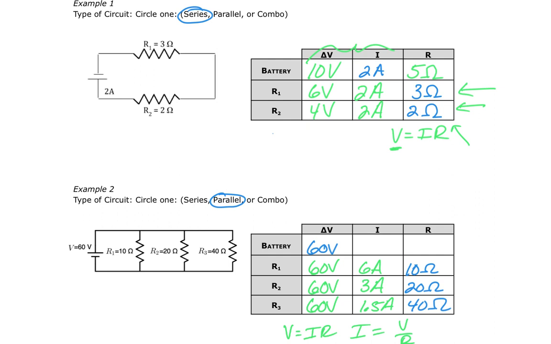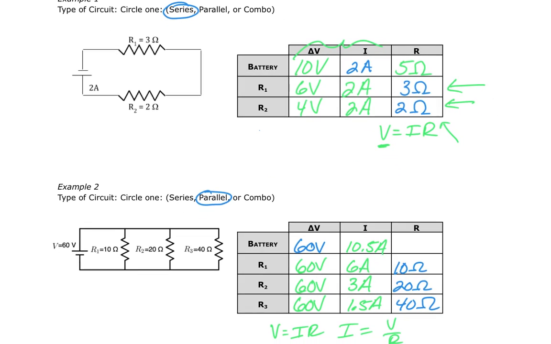The only thing that's left to do is figure out the current from the battery and the resistance that the battery sees, the overall total resistance. Let's figure out the current first. If there's 6 amps through R1, 3 amps through R2, and 1.5 amps through R3, the total current that the battery must deliver is 10.5 amps. When I look back at my current rules for a parallel circuit, the battery delivers the currents added up through each of the components.